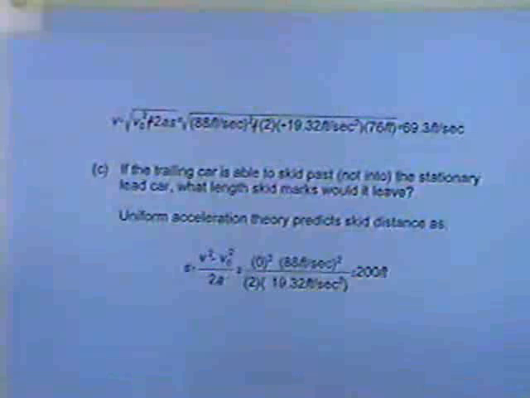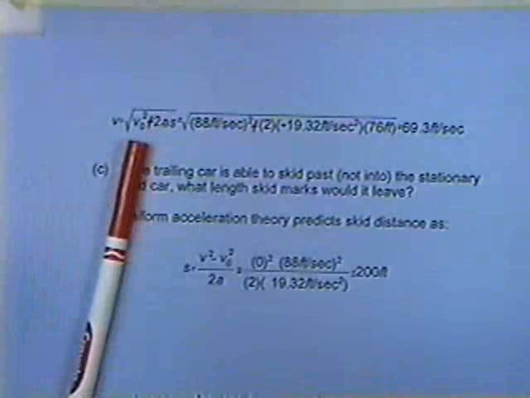Back on the next page, this v, the velocity at the point of impact, would be equal to the square root of the initial velocity squared plus 2 times the acceleration times the distance over which that travel took place. And again, note I put the plus signs underneath the radical there. Initial speed was 88 feet per second, squared, plus 2 times the acceleration, which will be a negative 19.32 in that case.